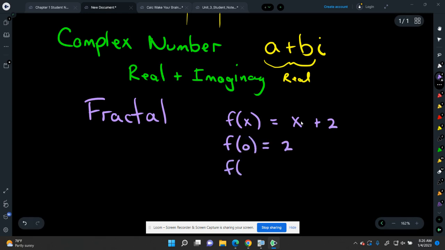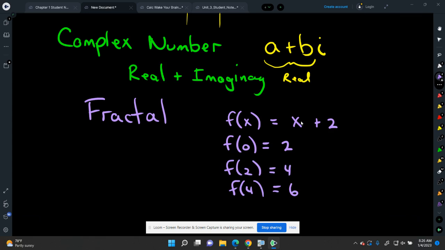Then I would do f of 2, which is 4. And then I would do f of 4, which gives me 6. This is a recursive procedure, okay? If you're taking a computer programming course, you'll encounter this when you look at what we call arrays. It'll be in the form of something like f of x sub i, and then you'll keep increasing the i. Okay, those are arrays.